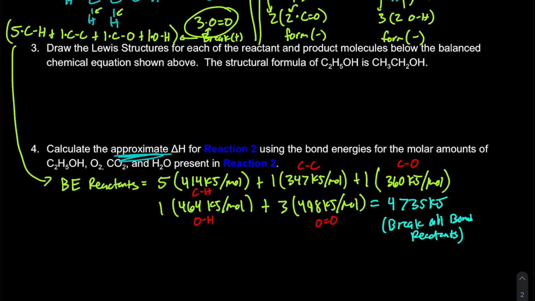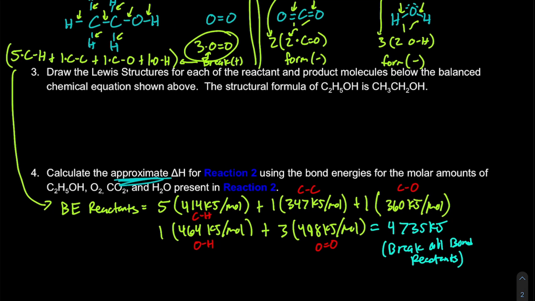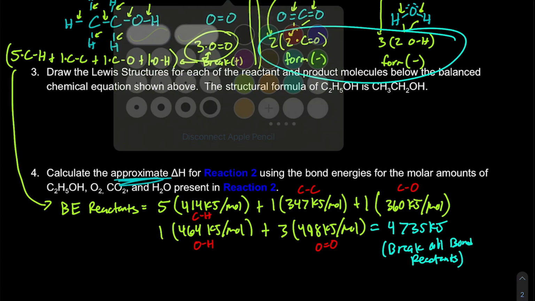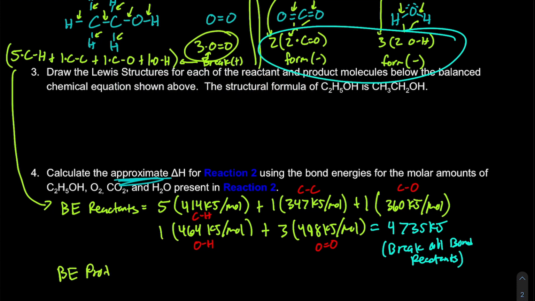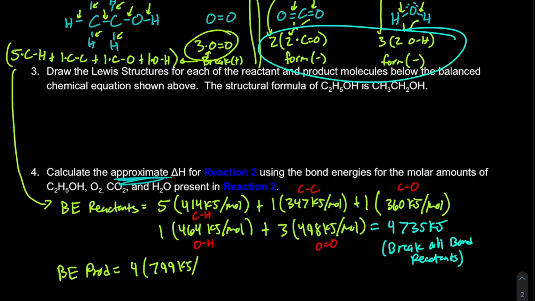Then we also can think, now we have all this information up here for our products. So now we're going to calculate the bond energy of the products. And that would be, again, 4 moles of our carbon-oxygen double bonds in carbon dioxide, so that would be 799 kilojoules per mole. And then we also have a total of 6 moles of our oxygen-hydrogen single bonds, which would be our 464 kilojoules per mole. And again, this is for our carbon-oxygen double bond in carbon dioxide, and oxygen-hydrogen single bond in water.